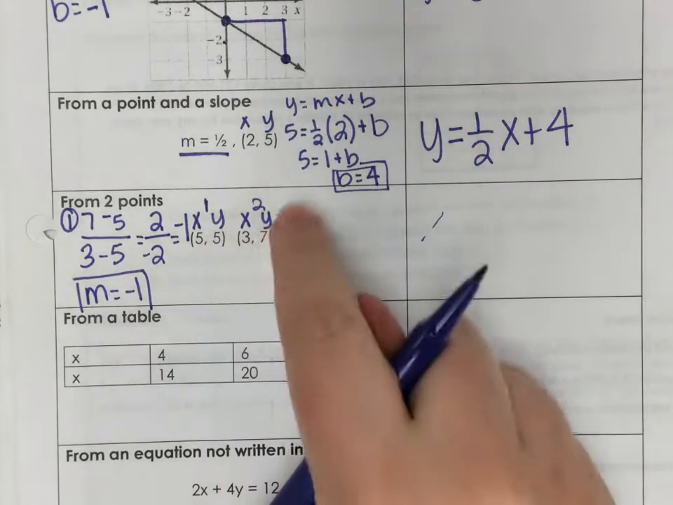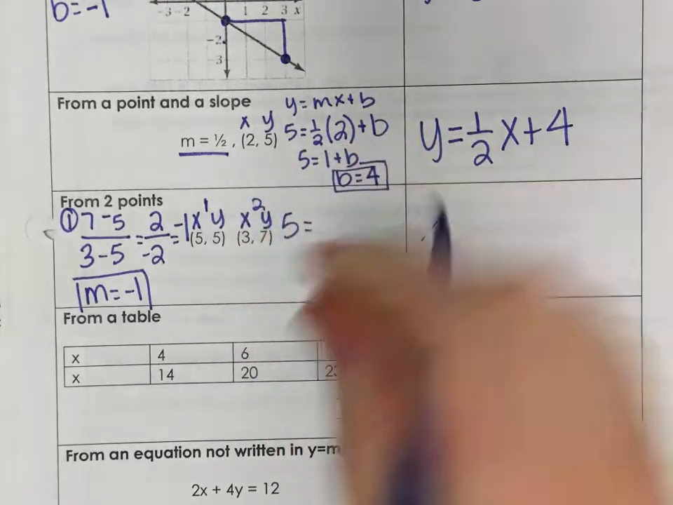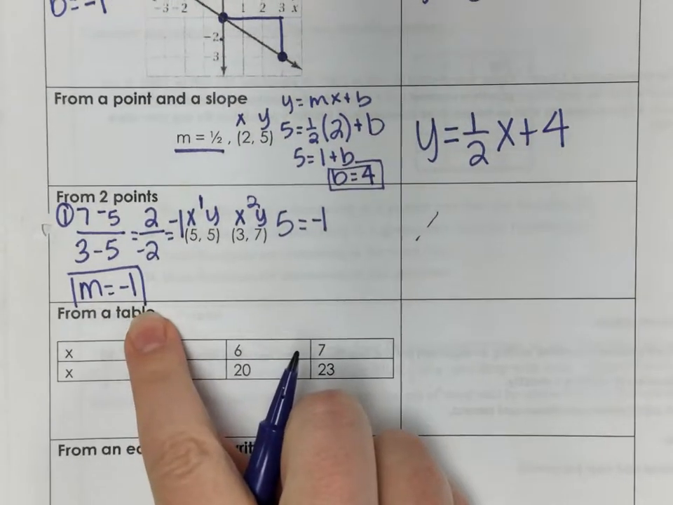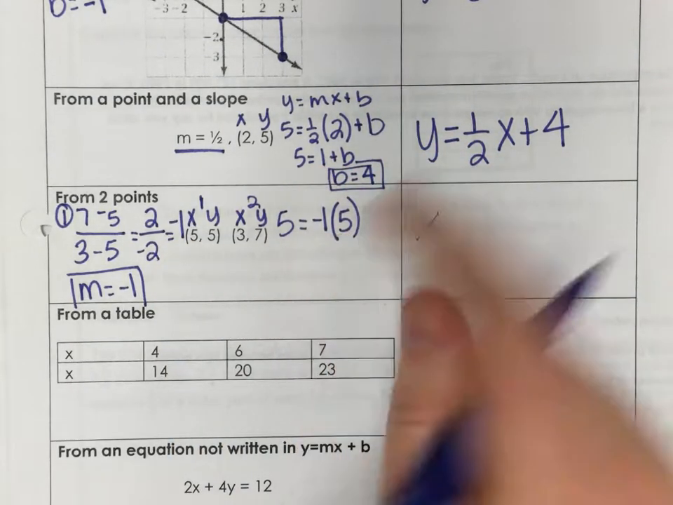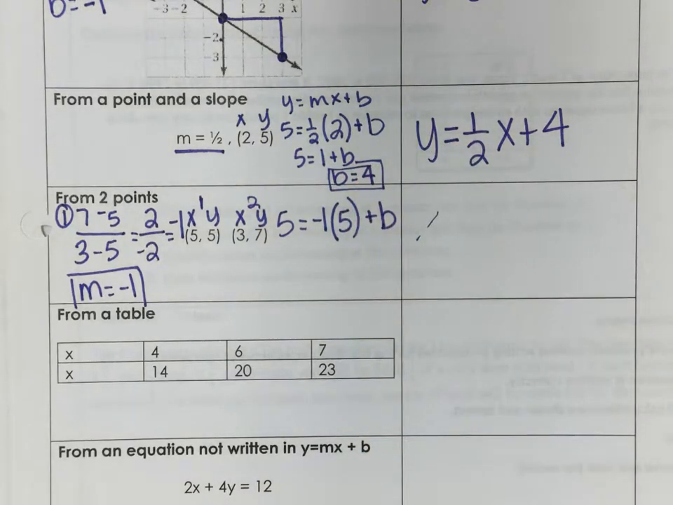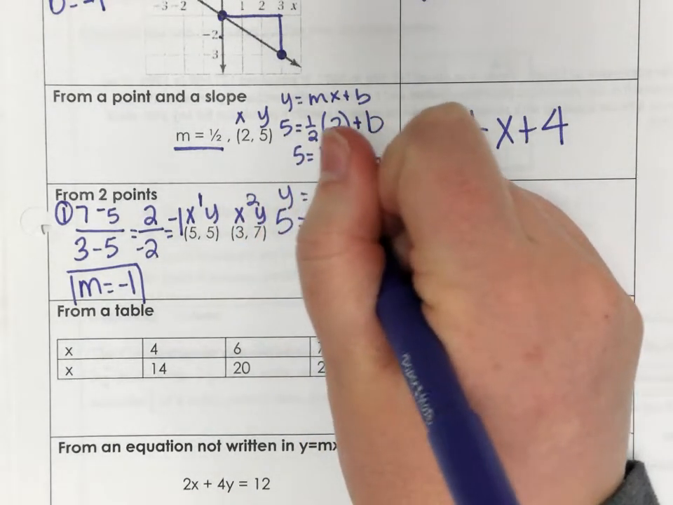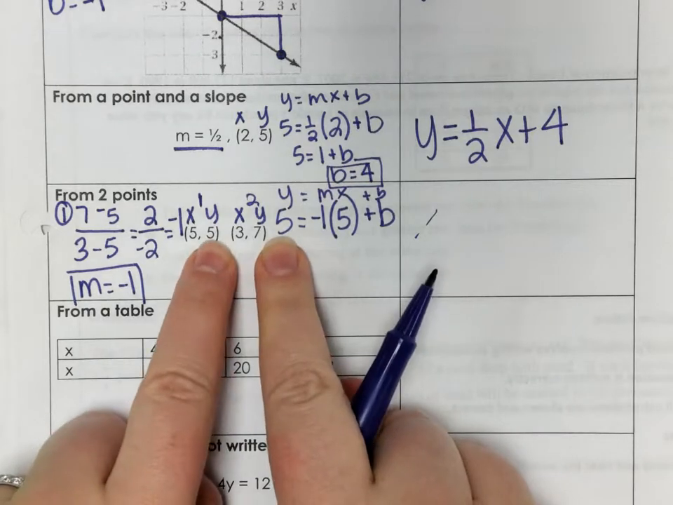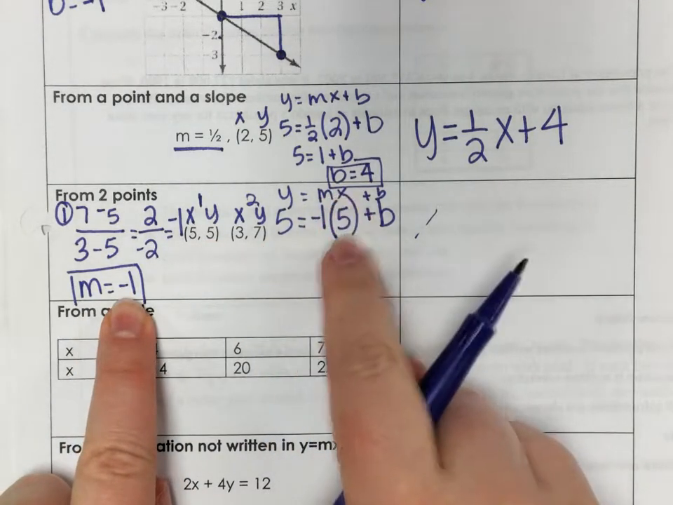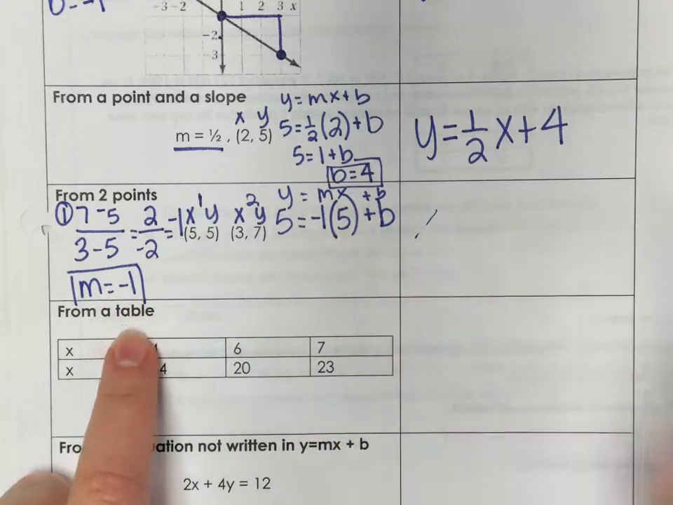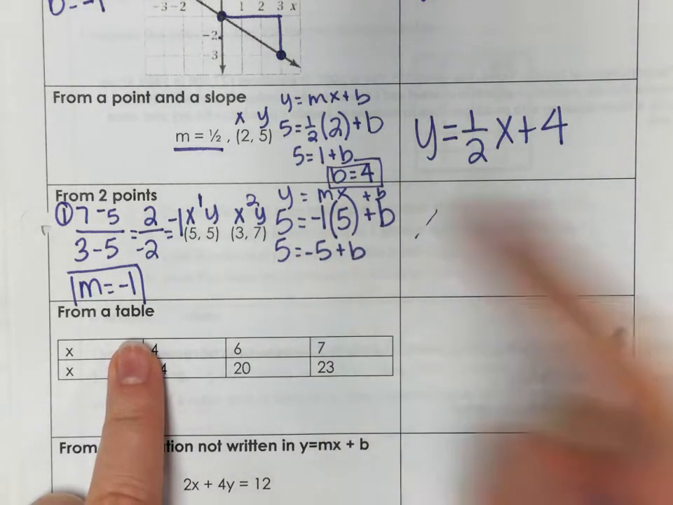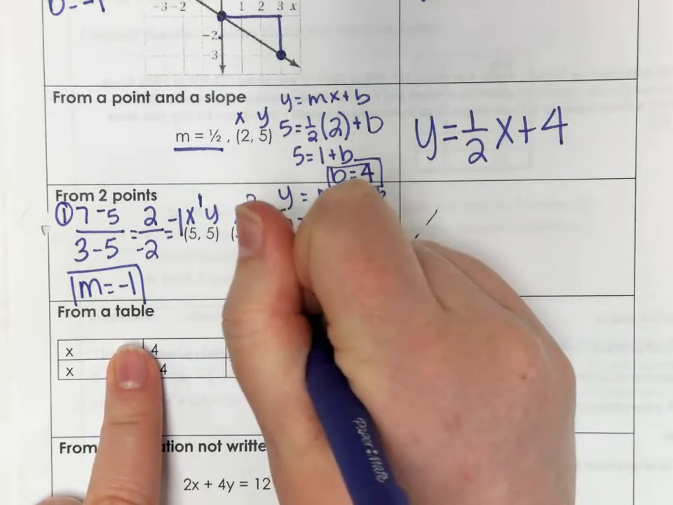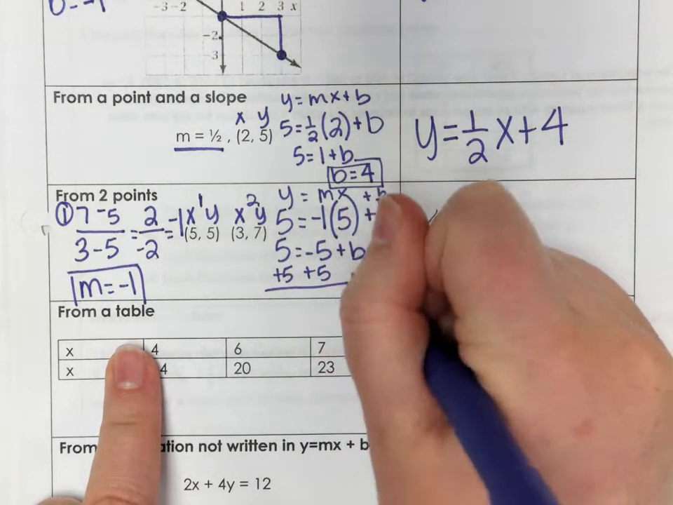Okay, so if we're plugging in with 5, 5, y is equal to -1, the slope, times 5, which is x. All I'm doing is y equals mx plus b. Y is 5 from this point. M is -1 because we calculated it. X is 5. -1 times 5 is -5 plus b. To move this -5 to the other side, we add 5. So b is equal to 10.